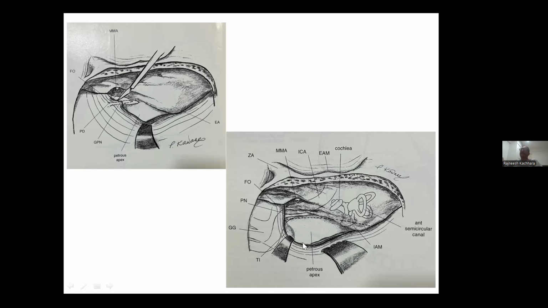Once this dura is reflected, you can see this dotted area is the petrous apex area, and the various structures in the surrounding: this is the middle meningeal artery, which already has been coagulated and cut. The ICA runs like this, in this horizontal segment of the petrous ICA, and these are the structures of the middle ear and the cochlea. So we are medial to the arcuate eminence, and this is the area which needs to be drilled to access the posterior fossa to remove these tumors.